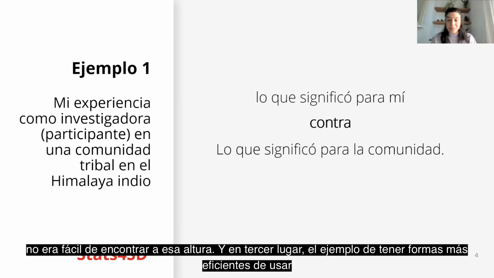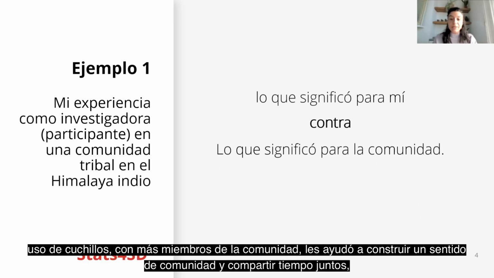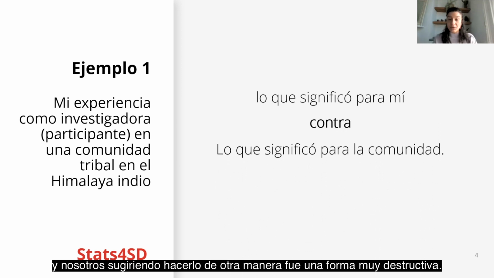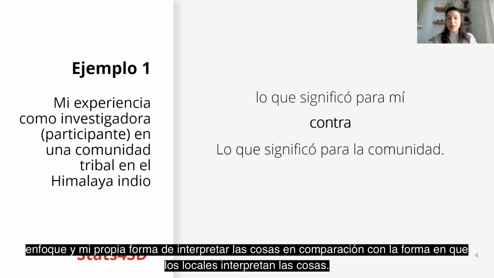And thirdly, on the example of having more efficient ways to work in the kitchen, we were told that conducting the activity of chopping cabbage together, just using knives with more community members, helped them build a sense of community and share time together. And us suggesting to do it otherwise was a very disruptive way. So being summoned to this meeting was very helpful for me to start questioning my own approach and my own way of interpreting things as compared to the way locals interpret things.